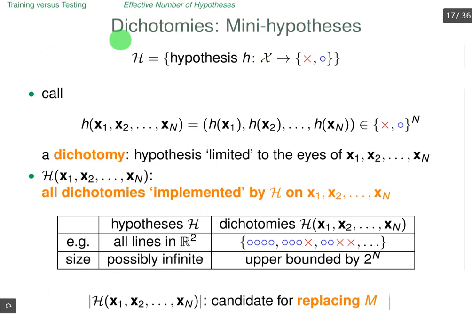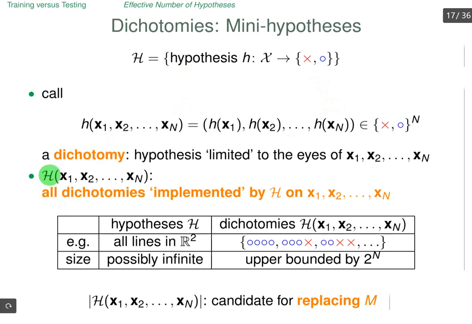Now let's give a formal name to the effective number of hypotheses that we discussed. Let's call them dichotomies, or mini-hypotheses. So we call them dichotomies. H of x1, x2, up to xn will be h of x1, x2, xn, which also means the hypothesis, or the dichotomy, limited to the n points or examples, right?